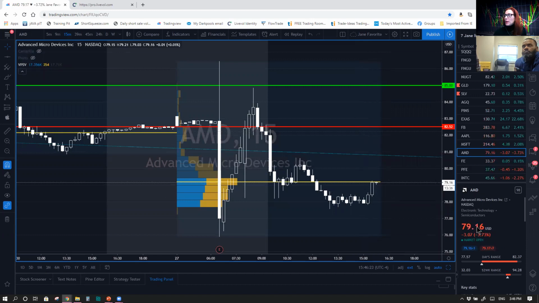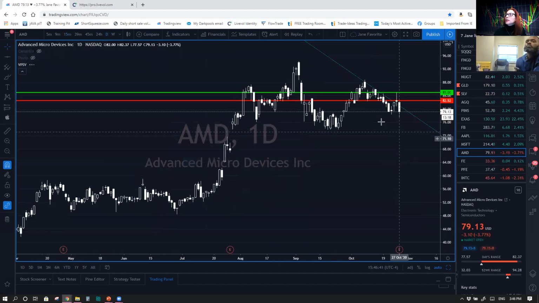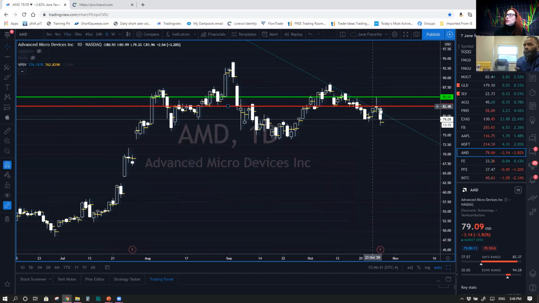We'll see if we close. This is a really big point to watch, 79.20. If we close above 79.20, maybe it'll go up. But there's no guarantees right now. We are below the past 3 days. So on the daily chart as well, we were in a downward trend.